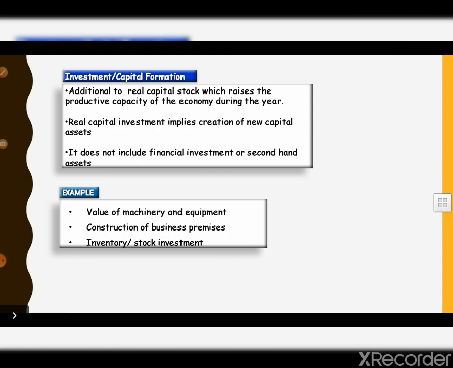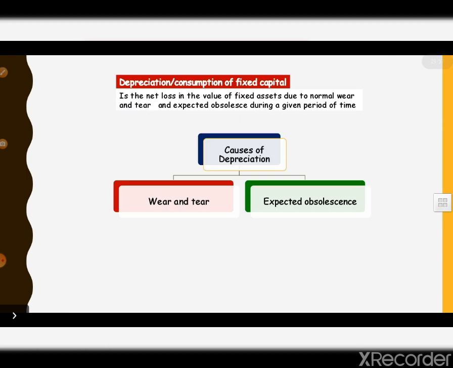Now, investment means addition to the real capital stock, which raises the productive capacity of the economy. It means creation of new capital assets, that I told you, new fixed assets in the economy. It does not include financial investments or second-hand assets. It's important to know, there are no bonds, shares when you talk about this type of real investments or second-hand assets. Now, example of this is change in inventory. It simply means closing stock minus opening stock, construction of business premises, value of machinery and equipment.